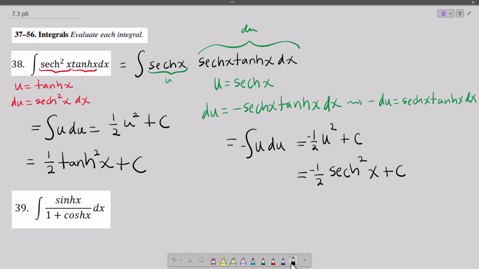Those answers look really different. One's got a sech, one's got a tanh. How could we show that they're equivalent? Your favorite trig thing to do? Use identities. You could come up with an identity and rewrite it and show that they are equivalent. We don't care about that in here, so either is totally fine.